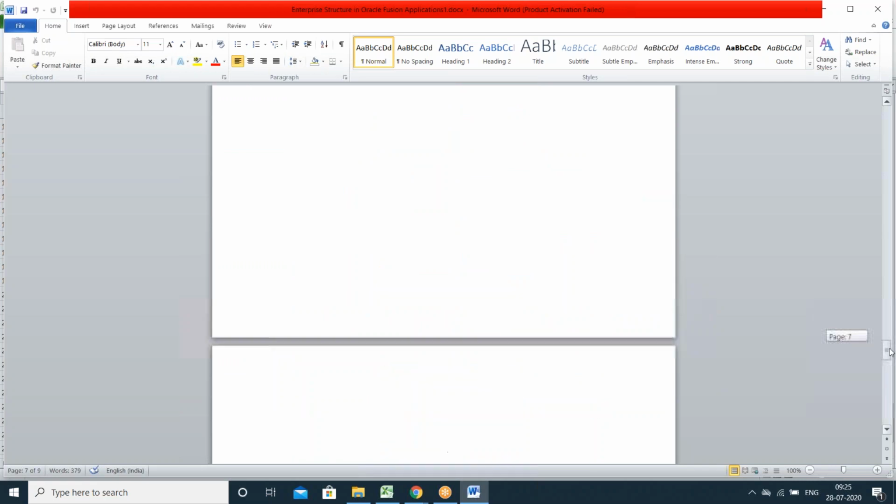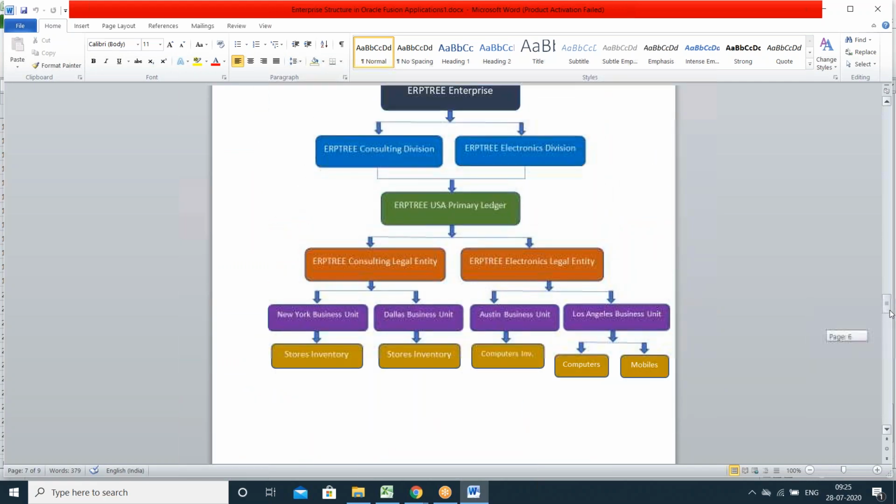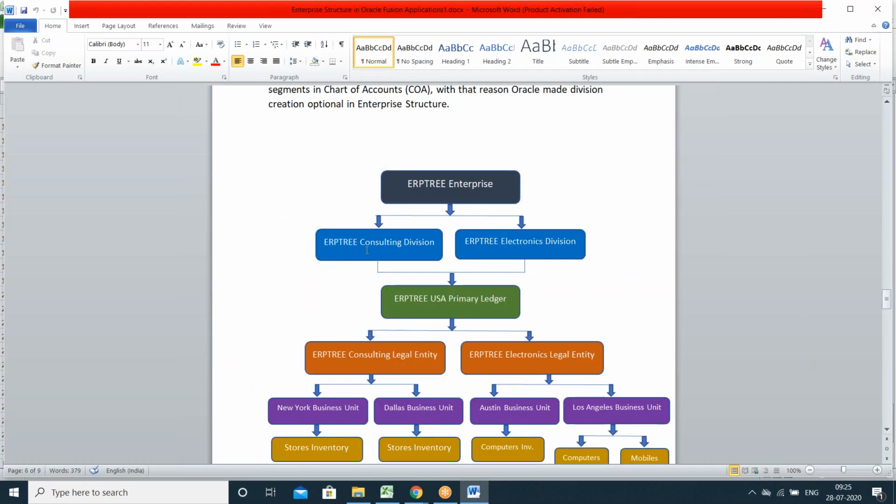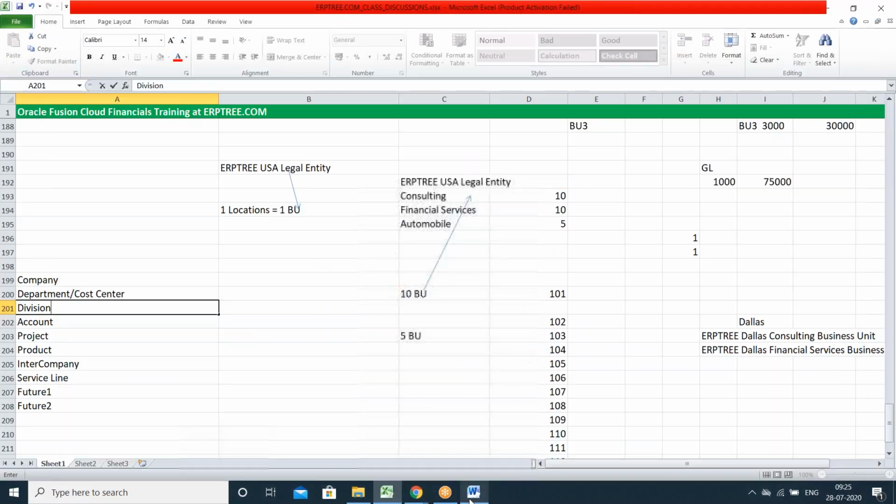In the same way, as we discussed for divisions, based on verticals of businesses they can go with the division. If they include division as a part of the chart of accounts, this can be useful for accounting. If they use division in the chart of accounts, they can take good advantage of this division.